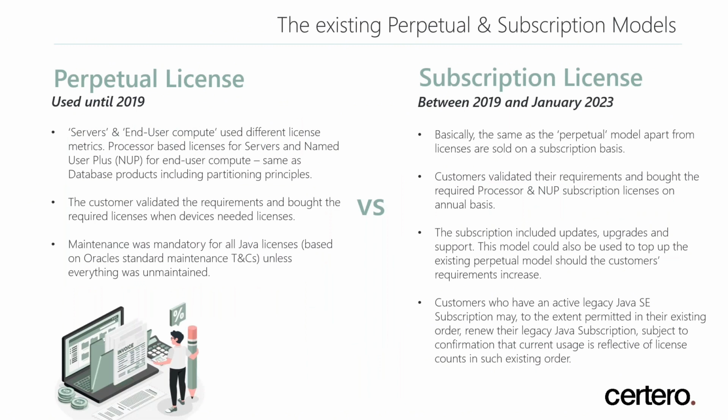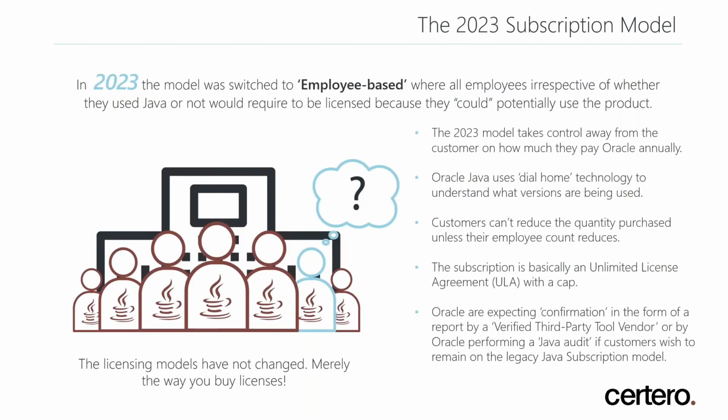So just to look at the different licensing models there. Used up until 2019, as I said, they were perpetual. Please remember that Oracle's basis of this was if you have any perpetual licenses, you have them all on maintenance, or all off. So at the end of the day, that did affect quite a few people. Then we have the subscription model, as I explained earlier on. Basically, it was exactly the same on the processor and NUP. And then in came the employee-based.